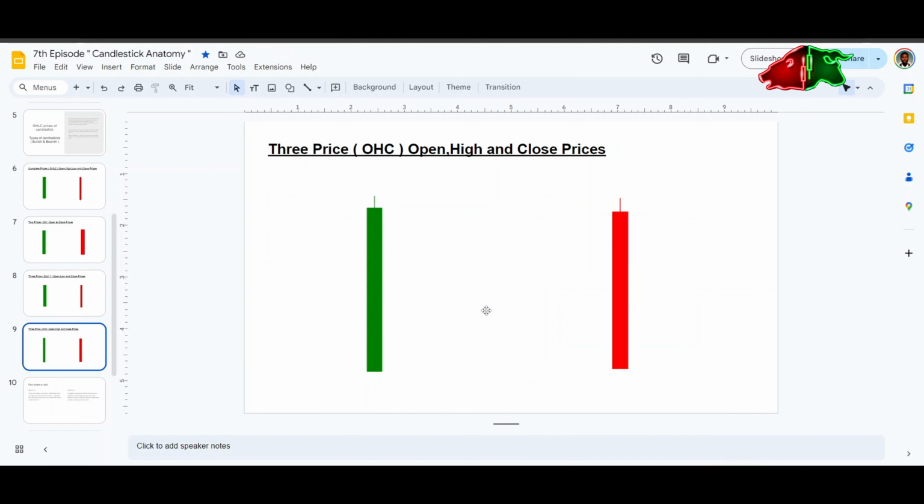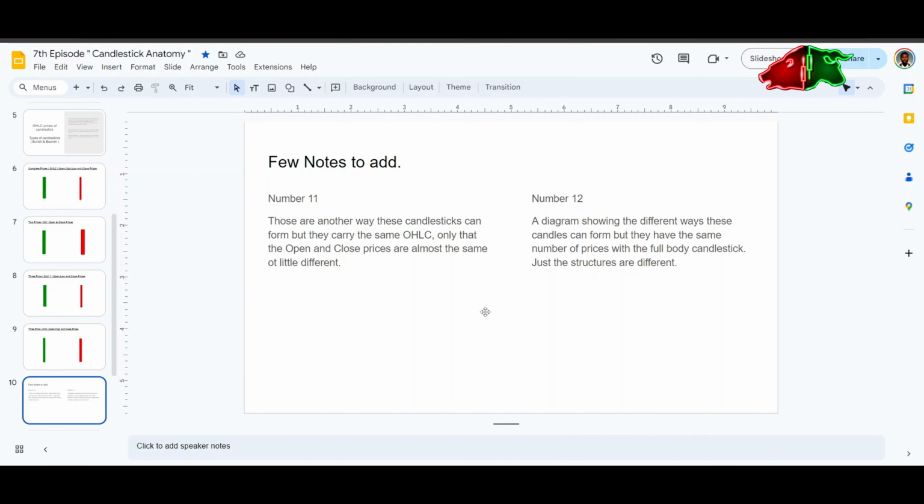Is that all? Yep, that's all. So a few notes to add. Number 11, those are other ways these candles can form, but they carry the same OHLC, only that the open and close prices are almost the same or a little different. I made a mistake here. And number 12, a diagram showing the different ways these candles can form, but they have the same number of prices as the full body candlestick. Just the structure is different.